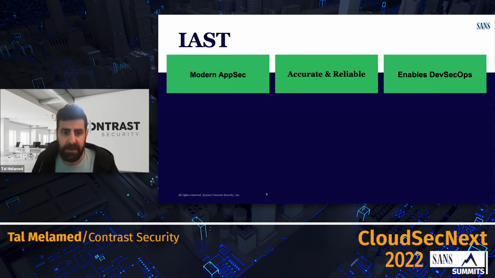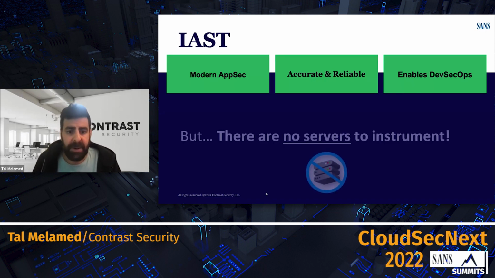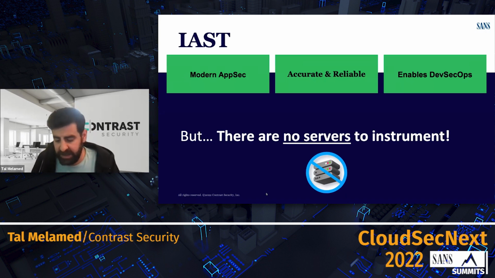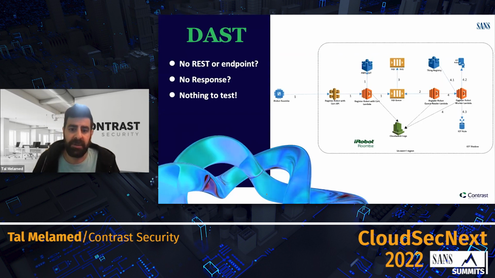IAST in modern AppSec, you can really do DevSecOps with IAST, and they're reliable and accurate, but they need servers to instrument so they can really follow the call within the stack. In this case, there are no servers, so it's really not intuitive to run an IAST tool inside the Lambda. So what about that?